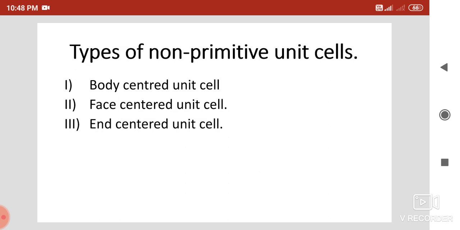In the face centered unit cell, the particles are present at the corners as well as at each face of the unit cell. And in the end centered unit cell, the particles are present at the corners as well as at the centers of two opposite faces.